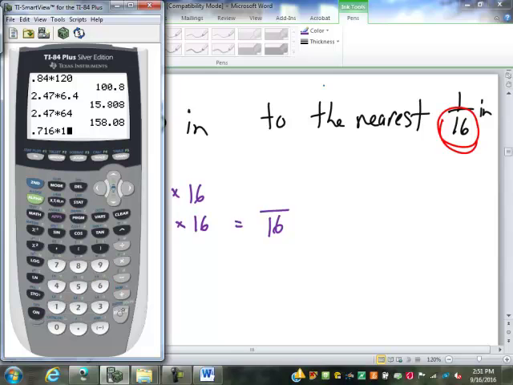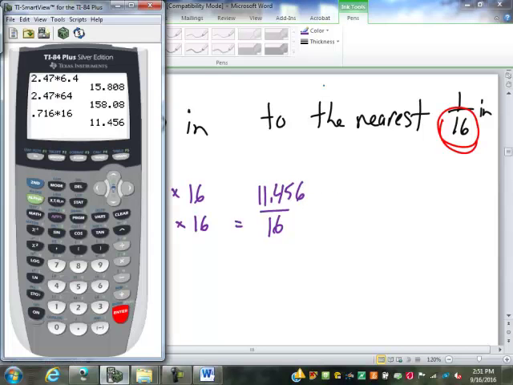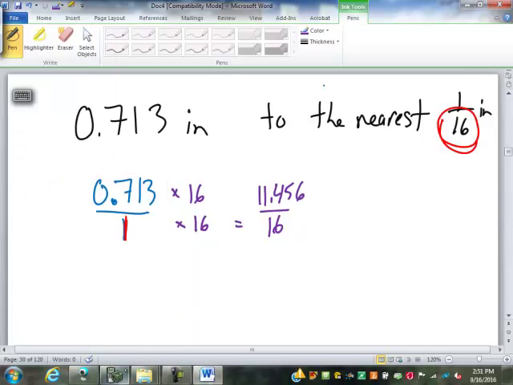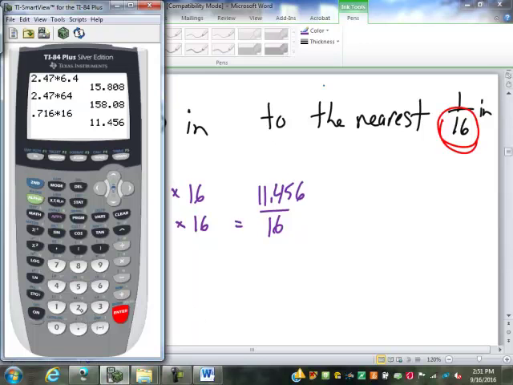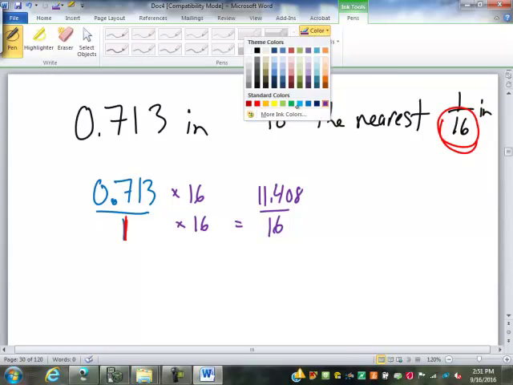So 0.713 times 16 is 11.456. Did I? 7.13, shouldn't it? 0.713. Thank you. Nice catch. 11.408. Thank you. Okay, so now what is this telling us here?